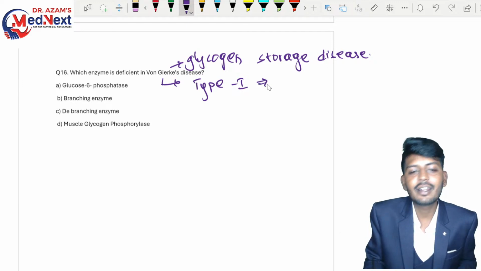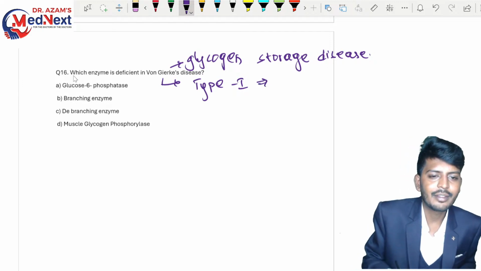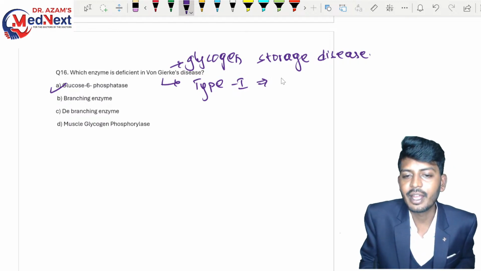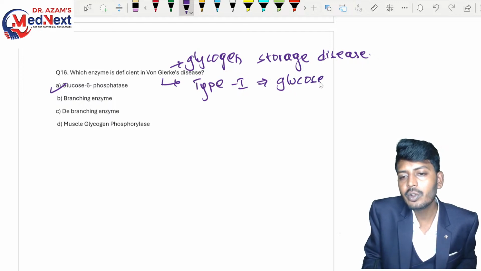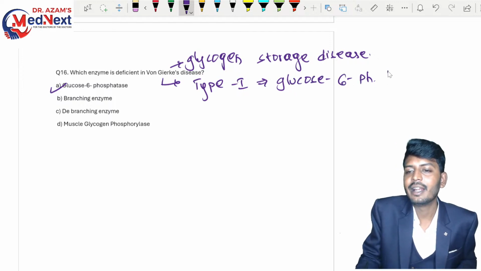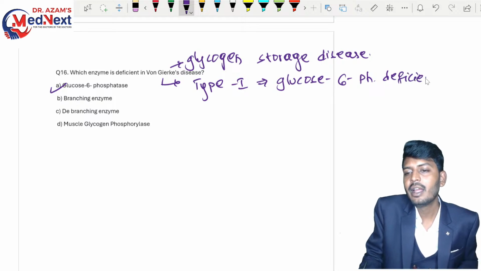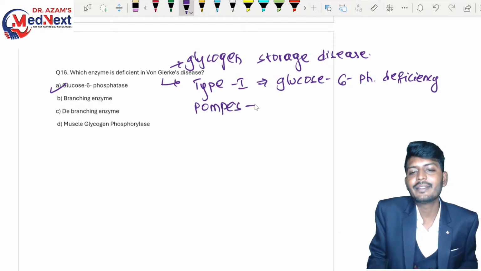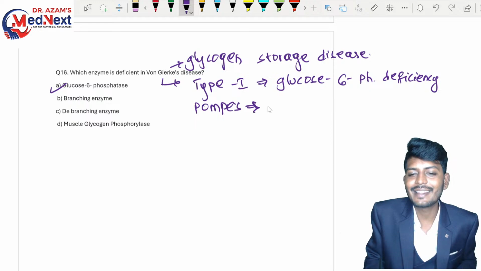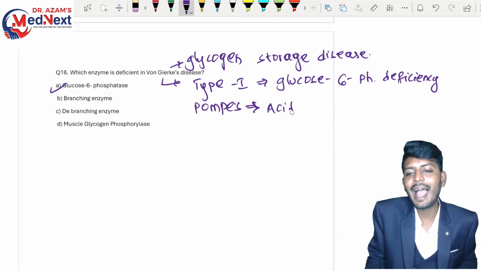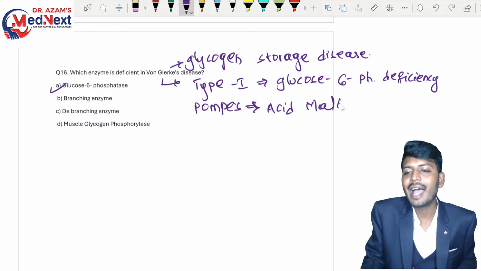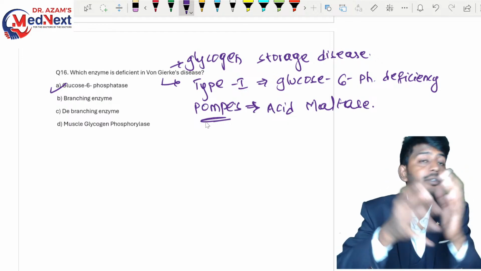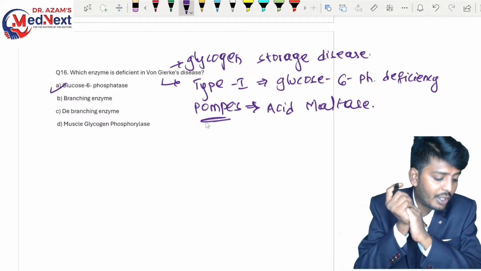All of you remembered very well. The answer is A: glucose 6 phosphatase deficiency. Type 1 is due to deficiency of glucose 6 phosphatase. The next one, type 2, is called Pompe's disease. Pompe's disease is a result of deficiency of acid maltase. Mostly muscles are involved, and the children will have hypotonia.